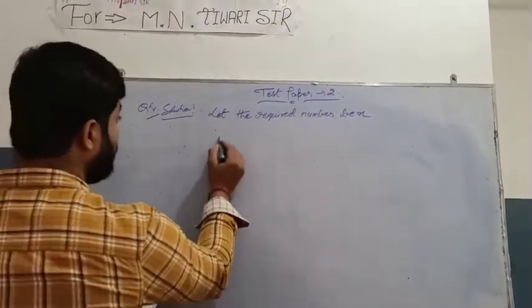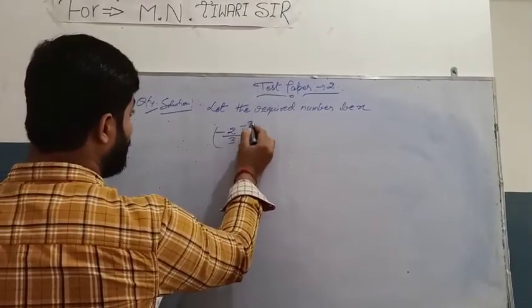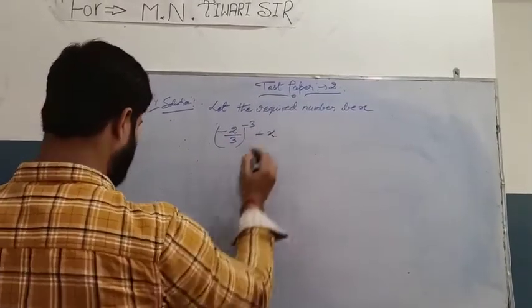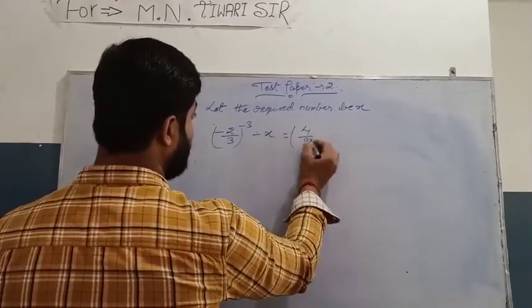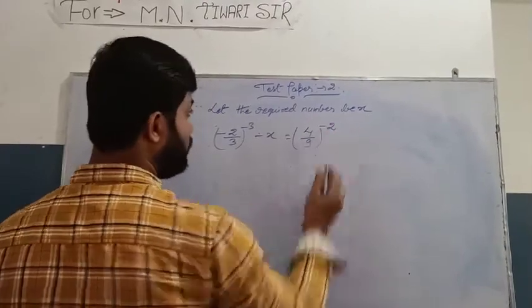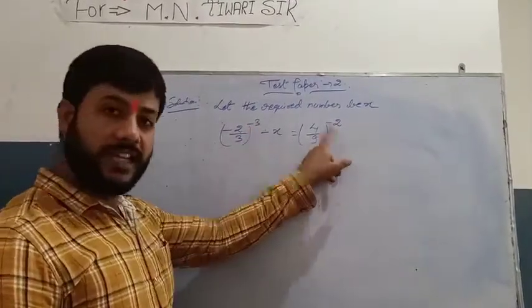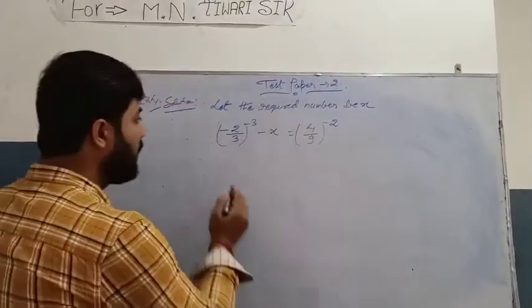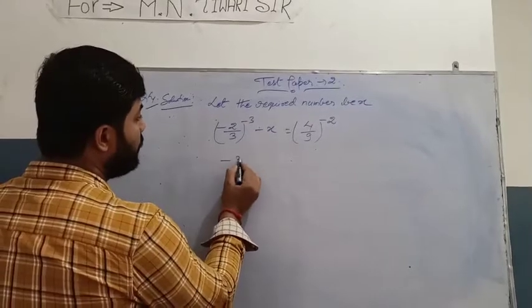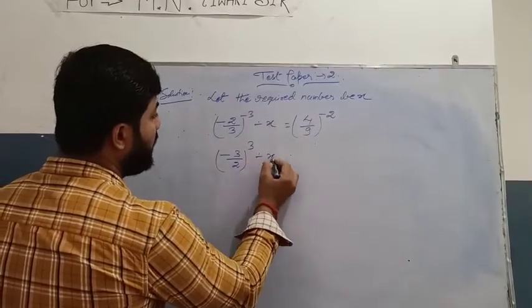Now minus 2 by 3 to the power minus 3 divided by x gives you 4 by 9 power minus 2. Now at first we will remove the minus sign at the exponent side by getting its reciprocal. So that will be minus 3 by 2 to the power 3 divided by x.